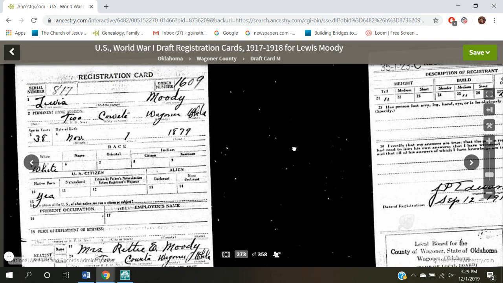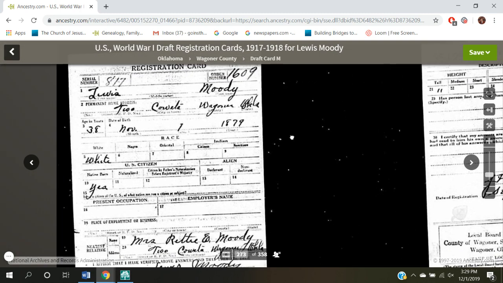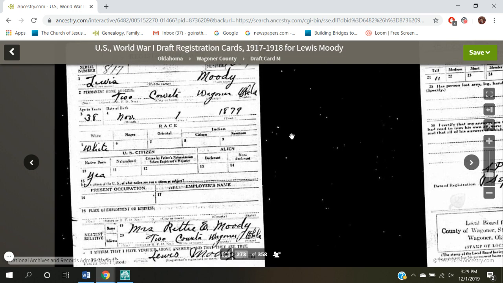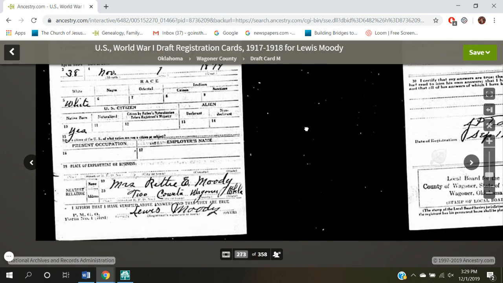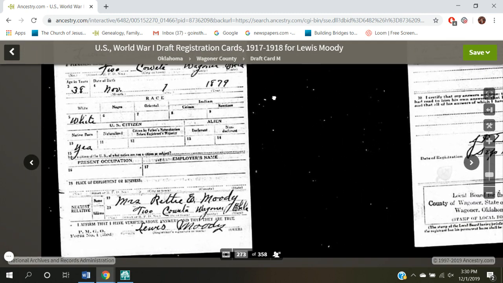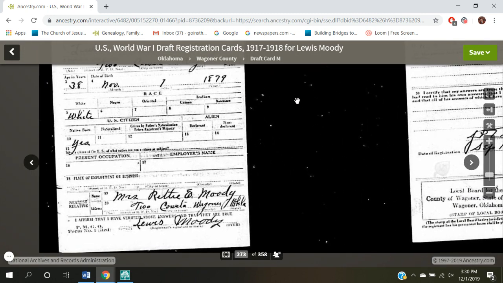He didn't give a place of birth. It doesn't ask for that on this particular record. Some draft card registration records will have that information on there for both World War I and World War II. Some don't. They had several different types of draft card registration documents, and so it depends on which one your ancestor filled out.